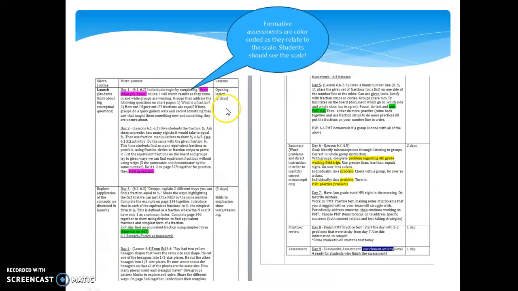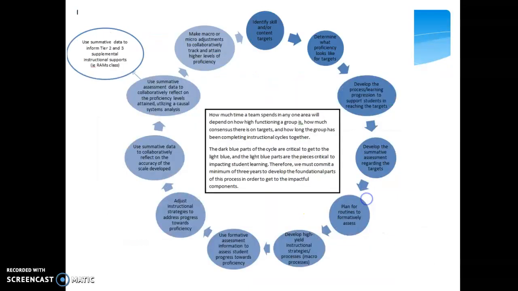So the formative assessments are color-coded to match the scale. So the scale I just showed you, level 1 is this pinkish purple color, level 2 is the green, level 3 is the yellow. And then we've structured the unit so that at the end of the unit, some of the students may have already achieved a level 3, so there's some enrichment activities developed for the level 4 students.